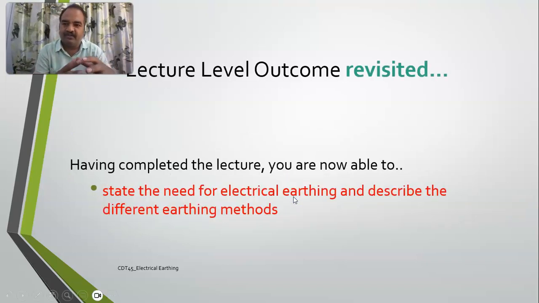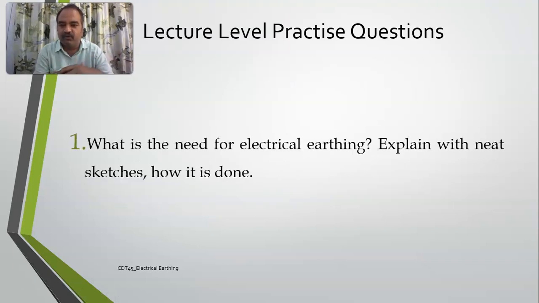I hope that now you are able to state the need for electrical earthing and describe the different earthing methods. Your homework: you should prepare small notes on the need for electrical earthing, how it is done, and in particular, a neat sketch of how grounding is done for your home or your apartment. Get a picture of that, identify the type of grounding, and get back to the class. We will discuss more on that.